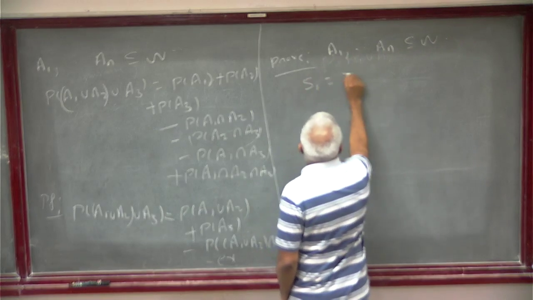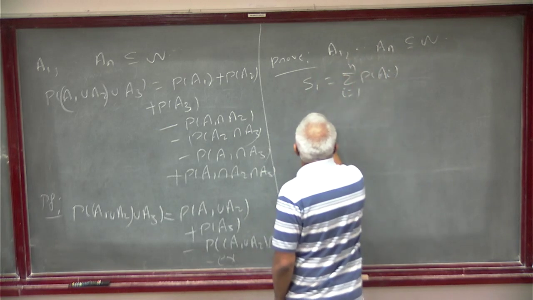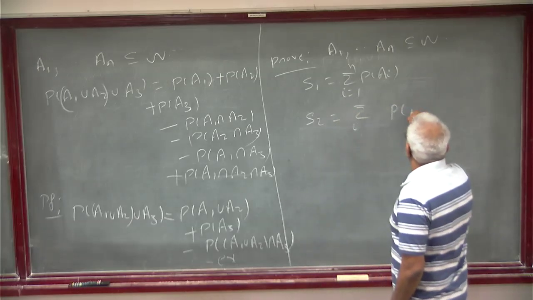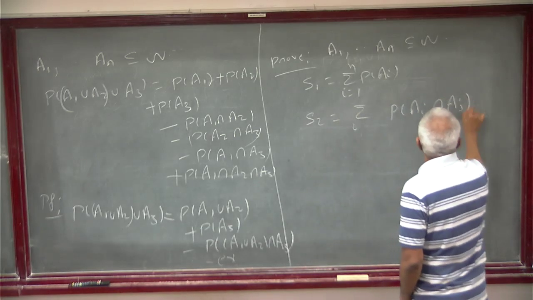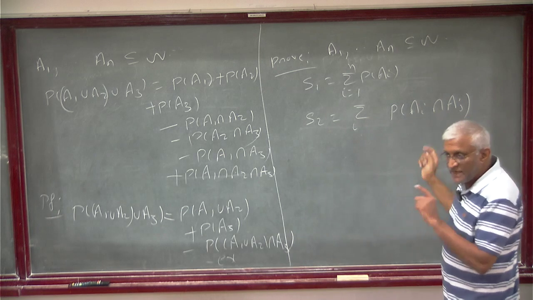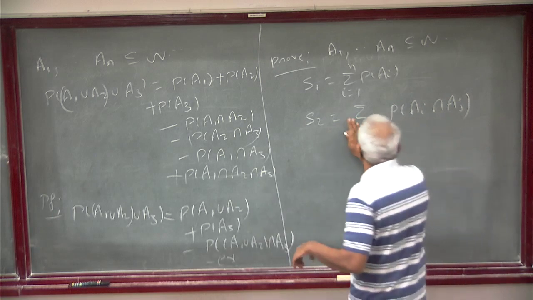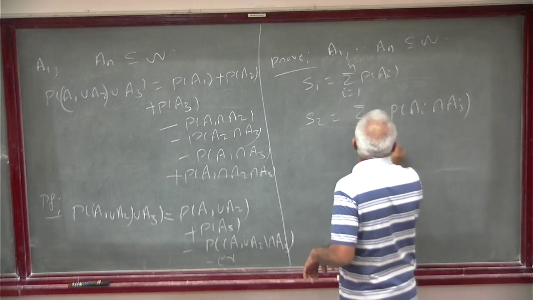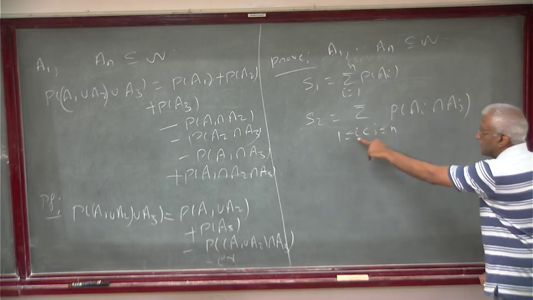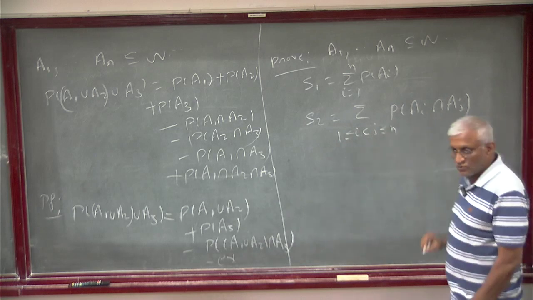Then S1 equals the summation of P of Ai. And S2 equals the summation over i, j of P of Ai intersection Aj, by taking any two i and j between 1 and n, but we don't want to repeat them. A1 intersection A2 and A2 intersection A1 are the same, so we don't want to repeat it. So we use i less than j, less than or equal to n, greater than or equal to 1. We take two of them, but we make sure that Ij and Ji are not repeated. So this is S2.